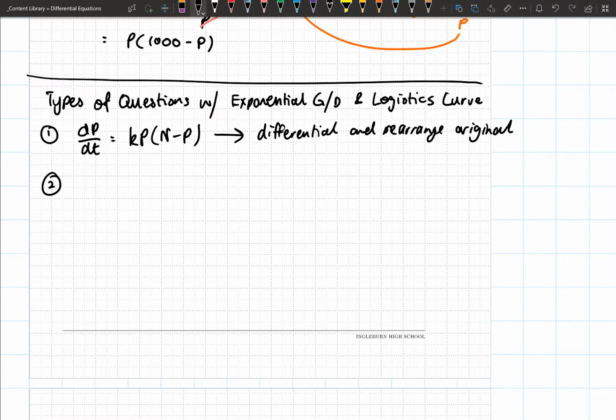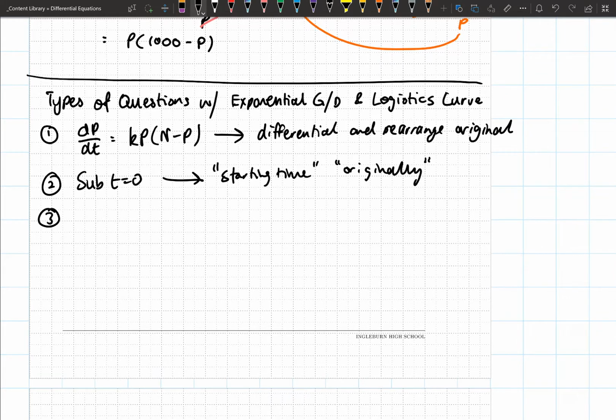The other one is when we have to sub in t = 0. This is when it says things like "show at the starting time" or the word "originally". If we see those keywords, that means we need to sub in t = 0.